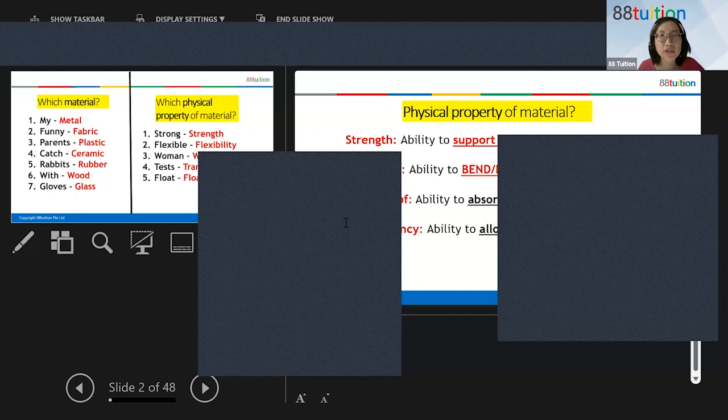Okay, so a strong material can support a heavy weight without breaking. Now, how about a flexible material? A flexible material can, what can it do? What can it do without what? Can you fill in the two blanks? A flexible material can what without what?